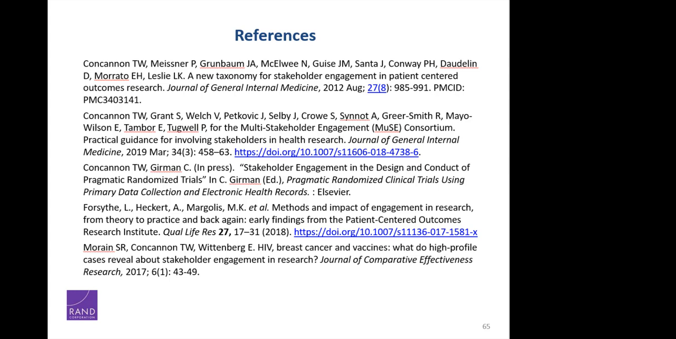Does stakeholder engagement equate to integrated knowledge translation, the process of integrating knowledge translation activities at the front end of a project, as opposed to waiting till the end of the project to think about strategies for incorporating knowledge translation?